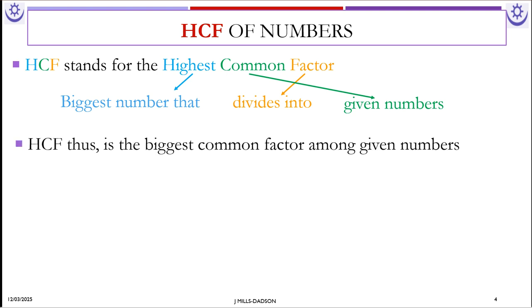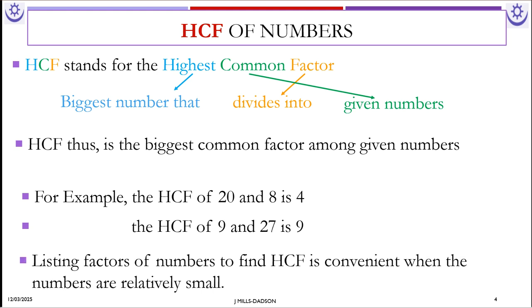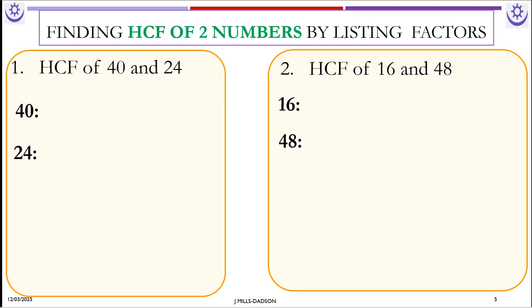So for example, highest common factor of 20 and 8 is 4. And highest common factor of 9 and 27 is 9. So we're going to use lists of factors to help us understand how to find highest common factor of two given numbers. So in example 1, we want to find out the highest common factor of 40 and 24.